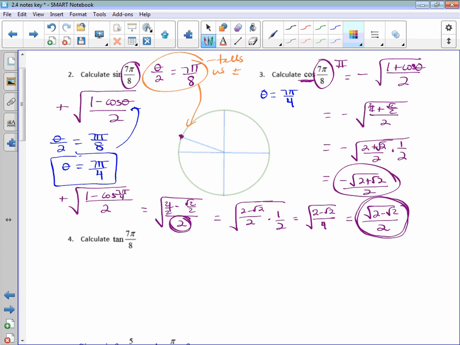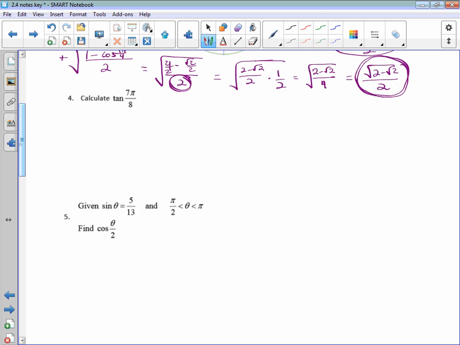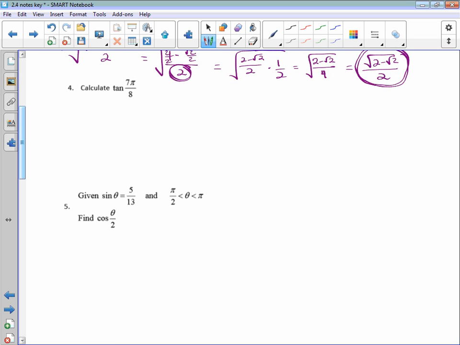So first row, 10 pi to 3 is 7 pi over 8. Is theta. So just because of how the question was written, it's cosine of 7 pi over 8, and our formulas are all for cosine of theta over 2. So theta over 2 is 7 pi over 8. All right, let's try the tangent one.